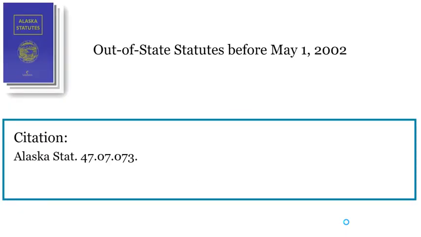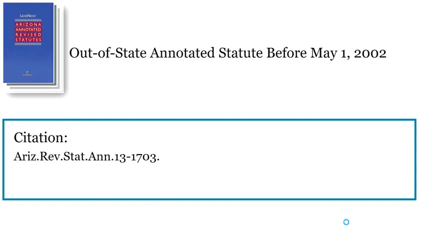So, here is an out-of-state statute citation before May 1st, 2002. And what this citation is saying is you can find this statute at section 47.07.073 of Alaska Statutes. And you can see in the citation, like I mentioned, statute is abbreviated STAT period. And then for another example, out-of-state annotated statute before May 1st, 2002. This is an example of a civil code citation, and you can see it has revised abbreviated, statute abbreviated, and annotated abbreviated in there.